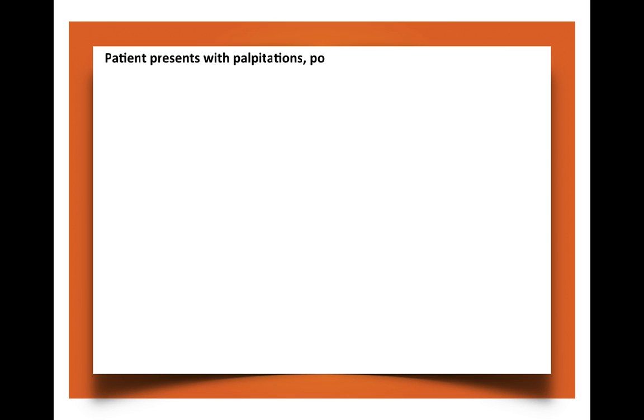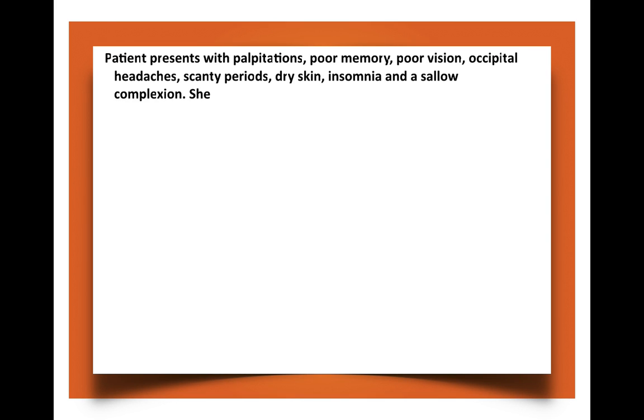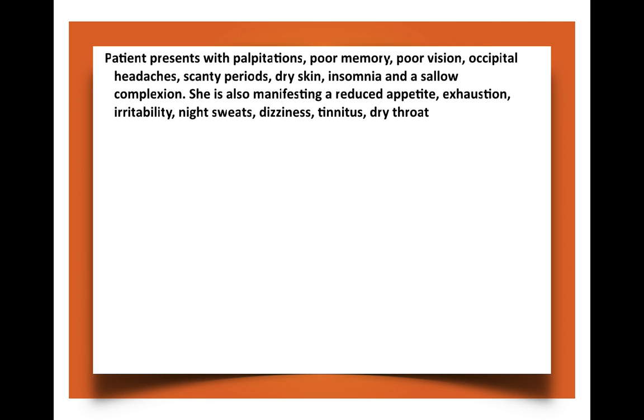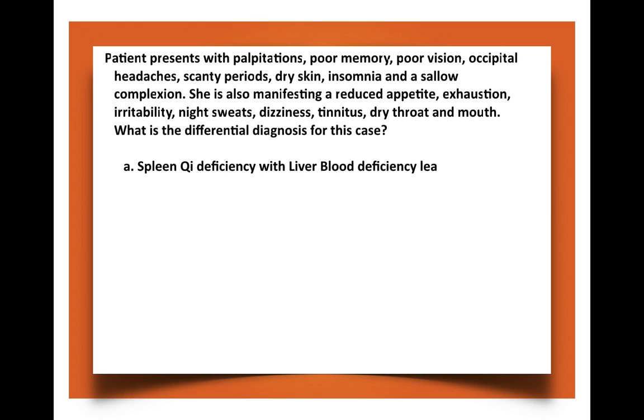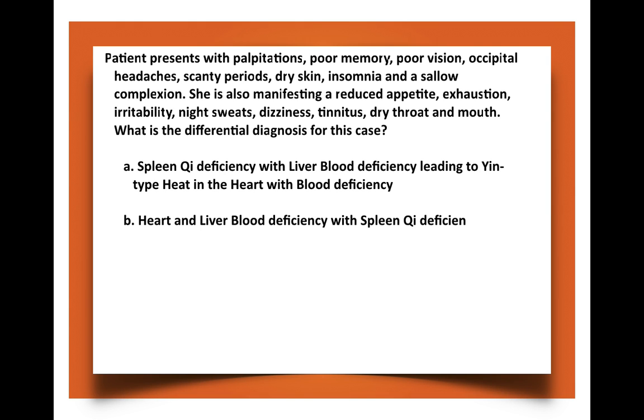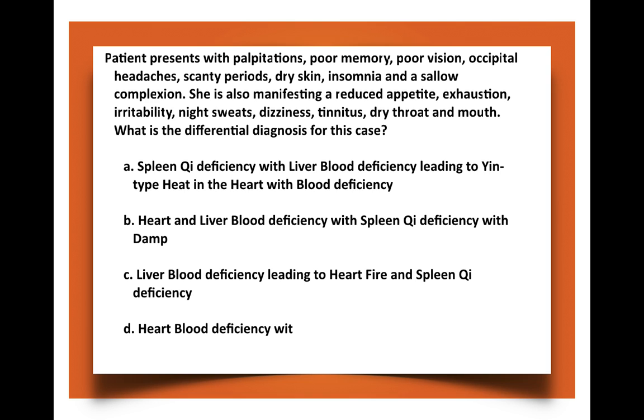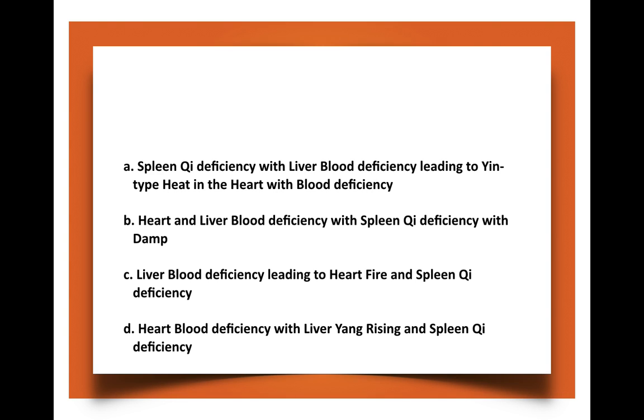We've all seen case studies like this on exams, right? Patient presents with palpitations, poor memory, poor vision, occipital headaches, scanty periods, dry skin, insomnia, and sallow complexion. She also manifests with a reduced appetite, exhaustion, irritability, night sweats, dizziness, tinnitus, dry throat and mouth. So, it's complicated, right? And you're like, where do I even start with this?